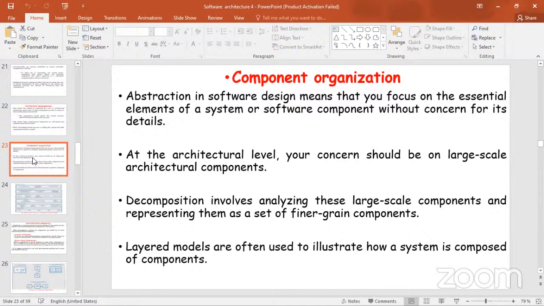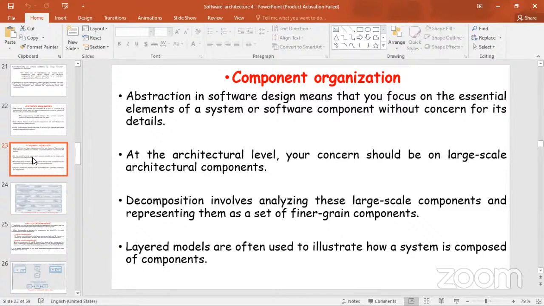However, if the car starts from an initial velocity of 0, that means U will be equal to 0. So you have V equals AT. So you don't need to bother about whether the car is big or the car is small. No, just abstract what you're supposed to do about the system into what is easily understandable. That's abstraction. Now, at the architectural level, your concern should be on large-scale architectural components.